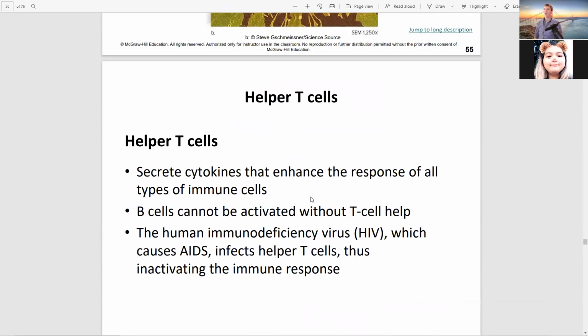Okay, so helper T cells, these secrete cytokines that enhance the response of all types of immune cells. B cells cannot be activated without T cell help. The human immunodeficiency virus, or HIV, which causes AIDS, infects helper T cells, thus inactivating the immune response.